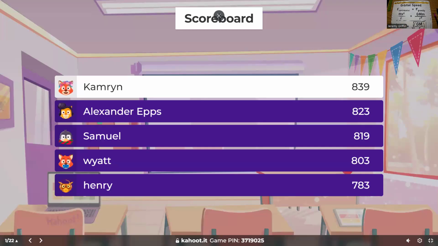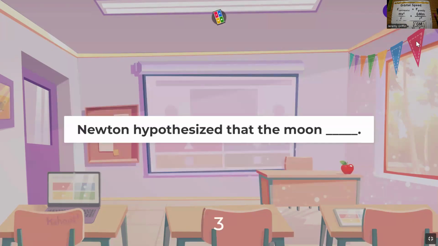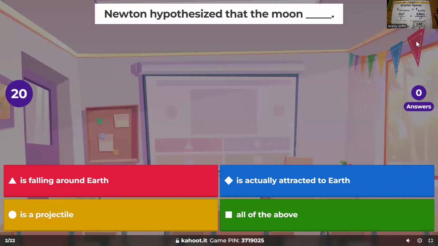All right, we got some points on the board. Henry, Wyatt, Samuel, Alexander, Cameron. Question number 2. Newton hypothesized that the moon what?